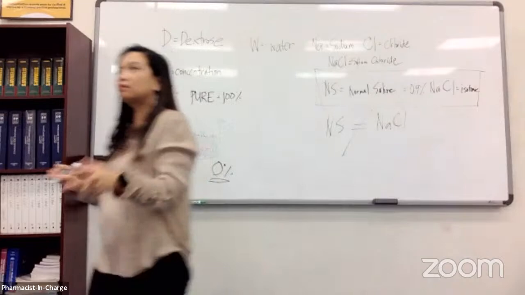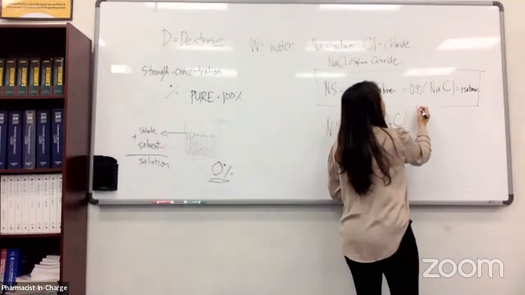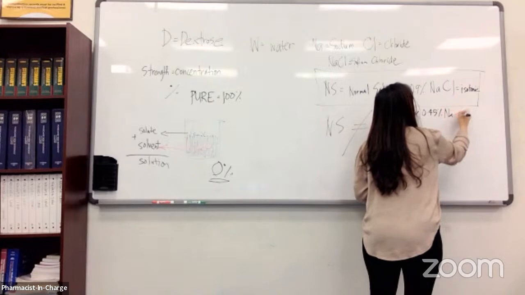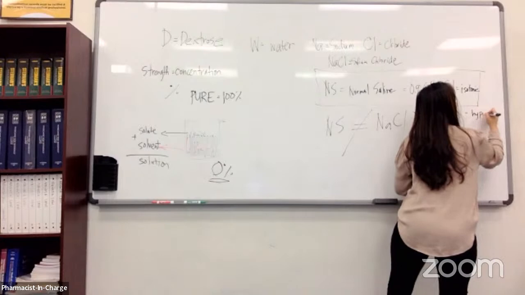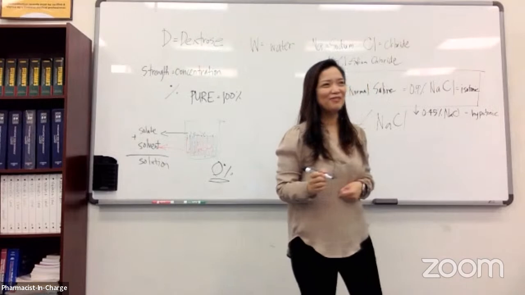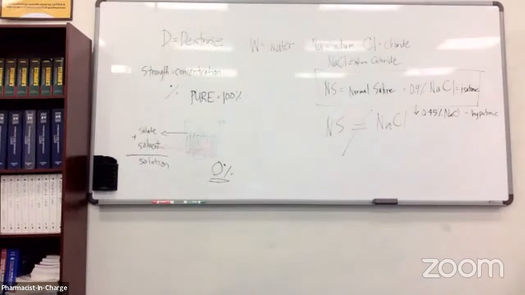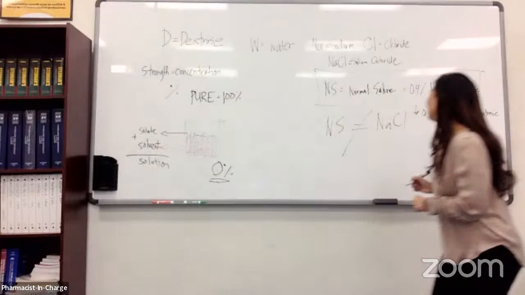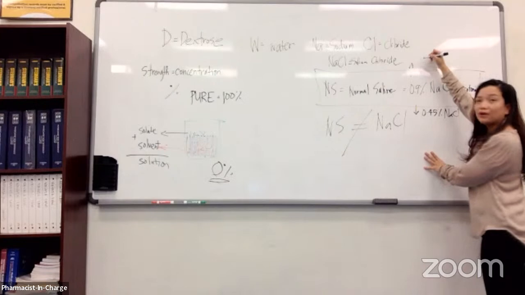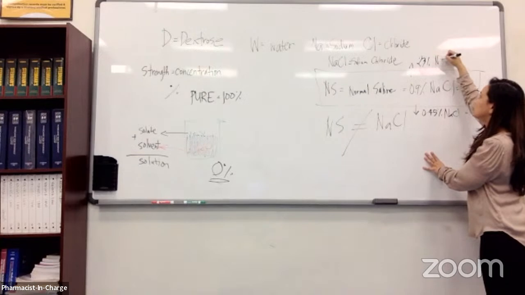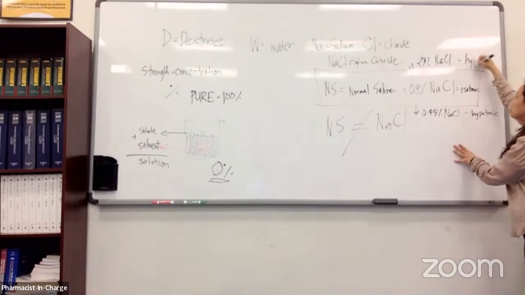When it's below 0.9, say for example, 0.45% sodium chloride, this is what we call hypotonic. This is one of the questions, or three or five of the questions on my top 1,000 frequently asked questions on the PTCE. I'm plugging. Okay. So if it's above 0.9, say for example, 23% sodium chloride, what do you think this is called? Hypertonic solution. Can you follow?